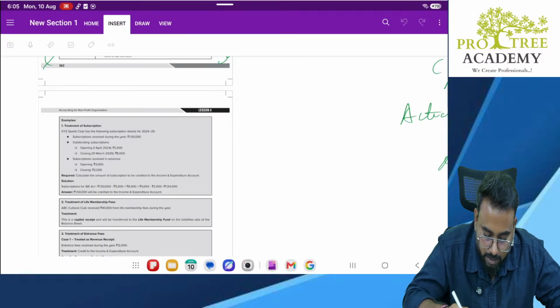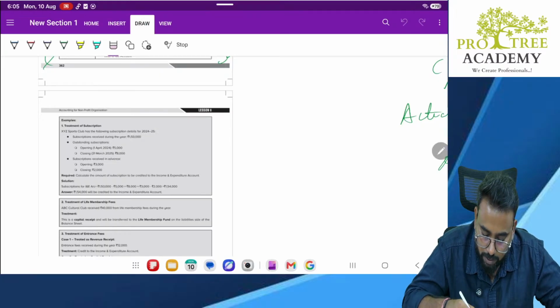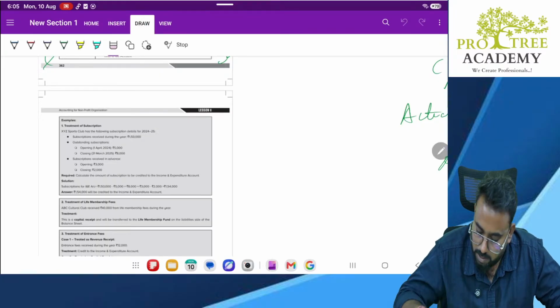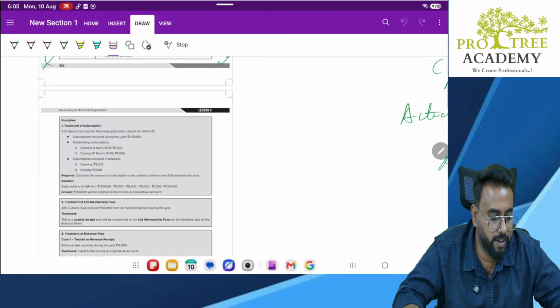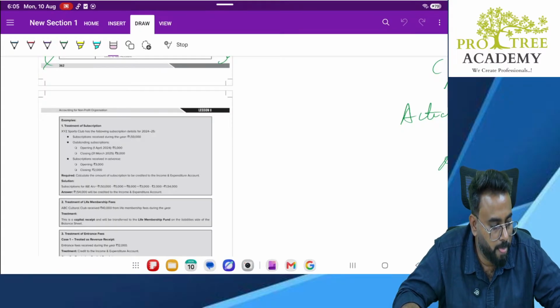Yesterday we started with income and expenditure, receipts and payments of NPO. We discussed the different items that come under this chapter. We'll continue the chapter for today.